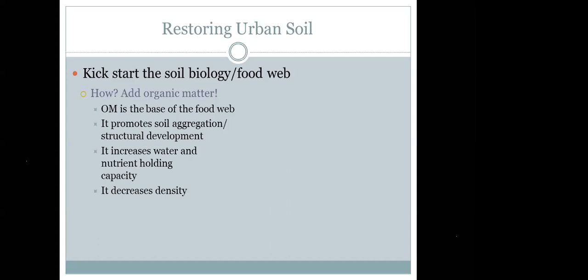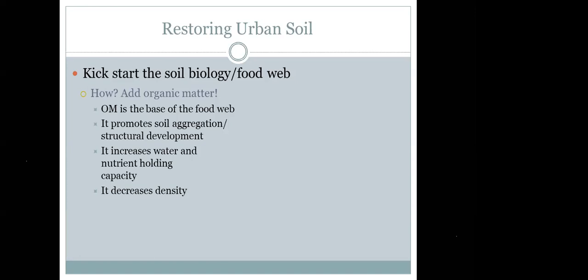In addition, organic matter promotes soil aggregation and structural development. As organic matter decomposes and becomes basically humus, compost, that humus is one of the great soil glues, the building block of soil structure. So organic matter itself is a food source for organisms. As the organic matter breaks down into soil humus, it also is one of the glues that causes good structural development to form. Organic matter also holds a lot of water and a lot of nutrients, and it's a very light substance, so it tends to decrease the density of your compacted urban soils.